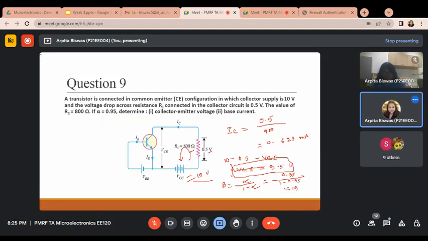Okay, what is the value of beta and IB? Now tell me the value of IB. IB is IC by beta. So IC is 0.625 milliamps by beta value 19. So the value is 0.0328 milliamps. So write down. Then we will move towards the next question. Completed, ma'am.